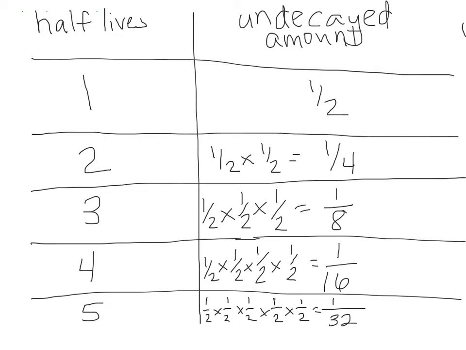You can ignore the 1/2 times 1/2 or 1/2 times 1/2 times 1/2 if that's confusing for you. But that just helps you see how we're getting the fraction of the undecayed amount. If that confuses you, you can just look at it as you're doubling the denominator every time. So from 1 half-life to 2 half-lives, you go from 2 to 4. From 2 to 3 half-lives, you go from 4 to 8.